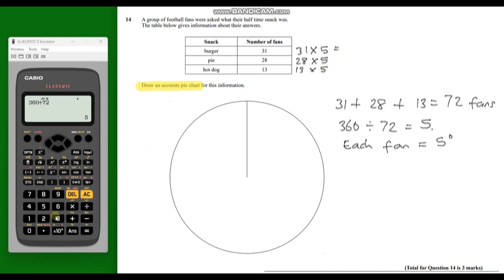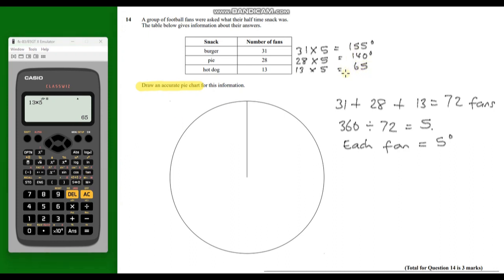So let's first of all do 31 times 5. That gives us 155 degrees. So that is what our sector is going to be worth. Now let's do 28 times 5. And we get 140 degrees. And finally, 13 times 5. And we get 65 degrees.